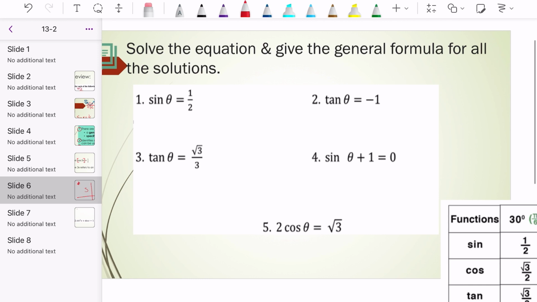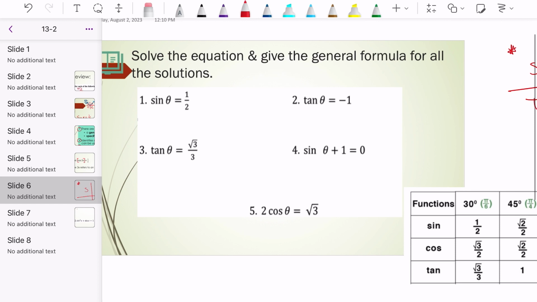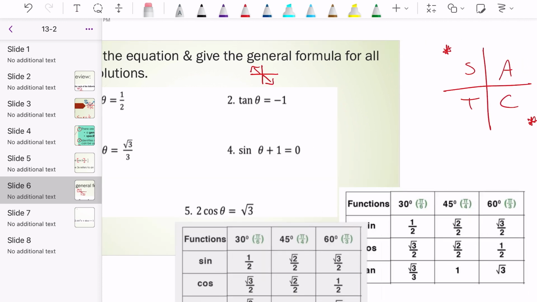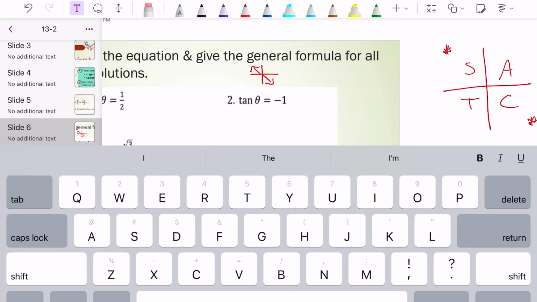So number 2, we have the tangent of theta equal to -1. The first thing to understand is that all students take calculus. We realize that we're going to be working with quadrant 2 and quadrant 4. We know that because we're working with tangent, and our tangent in this case is going to be a -1. We're going to take a look at our table.